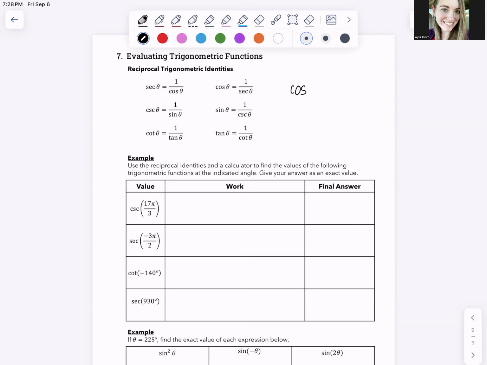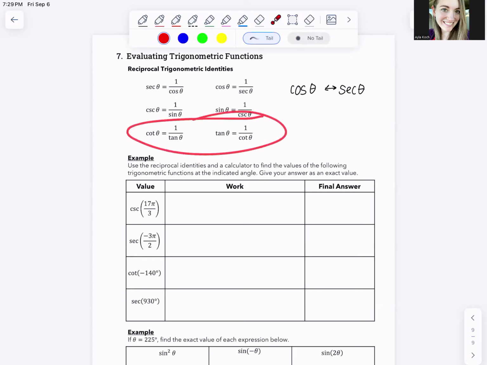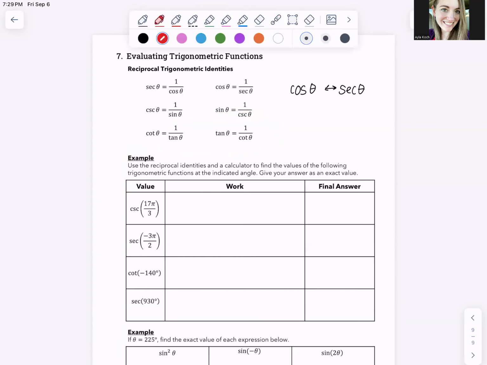Cosine of theta, soulmate is secant. There's secant and cosecant, and there's sine and cosine. So there's 2 C's and 2 S's there. And then cotangent and tangent are obviously together. So cosine and secant, those are soulmates. Yes, this is important. Yes, you have to write the hearts. You won't be able to learn the math unless you do the fun things.